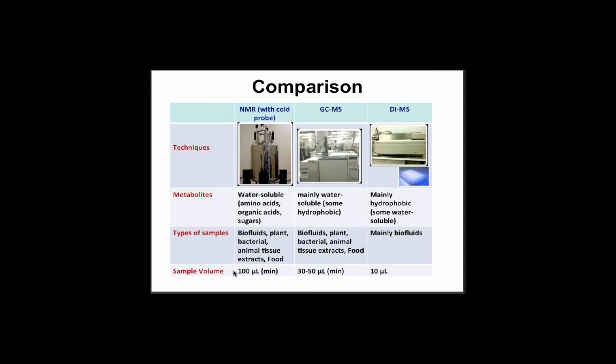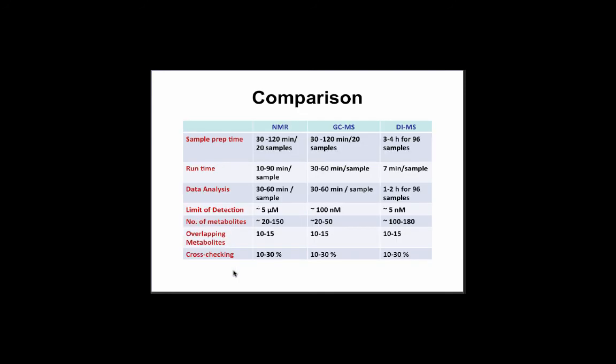This is mostly a comparison between the different techniques, the sample volumes that are needed. You can see that with mass spectrometry, you can require very, very little volume, whereas with NMR, typically you require anywhere from 100 to 500 microliters of material. GCMS, again, is sort of in the intermediate. Different types of samples can be used, different types of metabolites are detected. So these things are not all overlapping. They're not all redundant. Often you need to use all three methods to be effective.